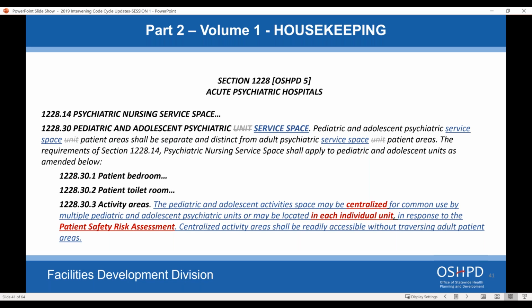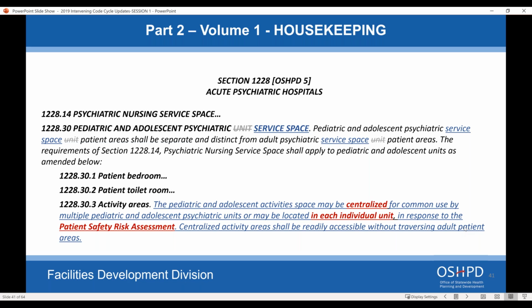Just changing some of the language from unit to service space for psychiatric facilities. And also noting that a pediatric and adolescent activity space may be centralized for common use by multiple pediatric and adolescent units, or maybe in individual units.